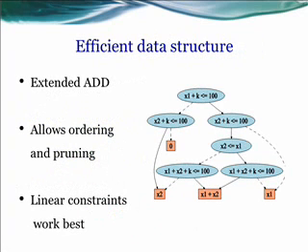Now, we also need an efficient data structure since, as you can see, each function can have many cases, and multiplying or taking the maximum over all the case partitions can cause an exponential blow-up. So we use a data structure similar to decision diagrams, the extended algebraic decision diagram, which allows ordering and pruning and is best when we have linear constraints and can define any type of logical constraints in the nodes and also values in the leaves.